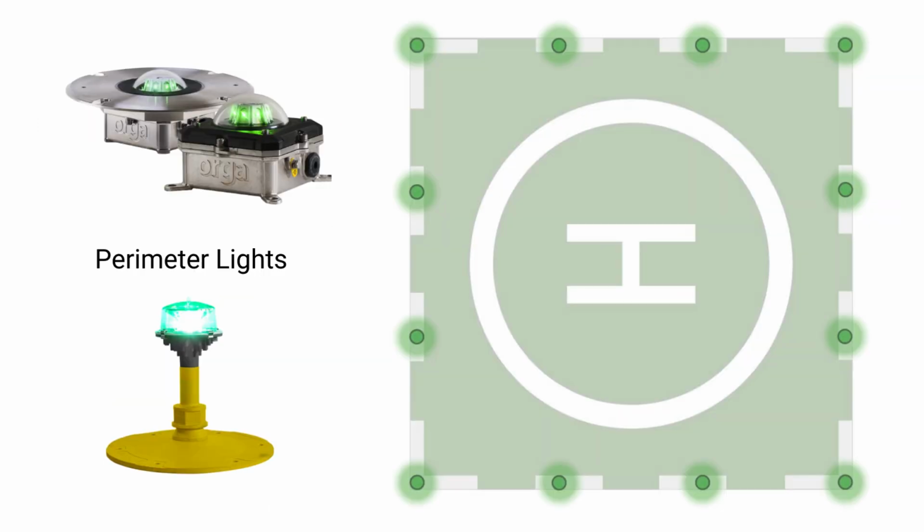We start with the installation of perimeter lights. These lights provide the primary visual cue for helicopter pilots. According to ICAO standards, perimeter lights should be green, evenly spaced, and visible from all approach angles. These are typically high-intensity LED lights, chosen for their energy efficiency and longevity.